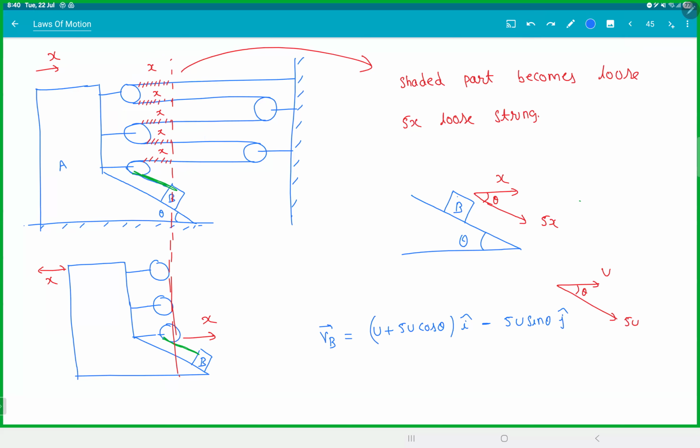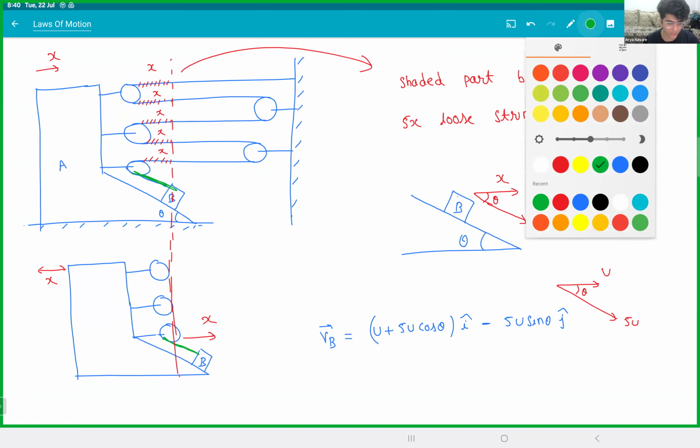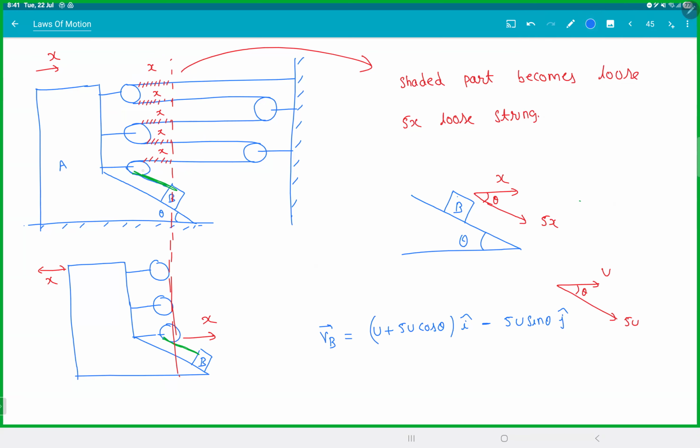No, the green part will remain constant. In it, an extra 5x will be added. After some time, the picture will be like this. I thought you were saying the green part's length will be constant. No, I mean, when I moved it, the green part length won't change. That's what I'm saying. Because you moved it, 5x became loose. Now it will move one after another.